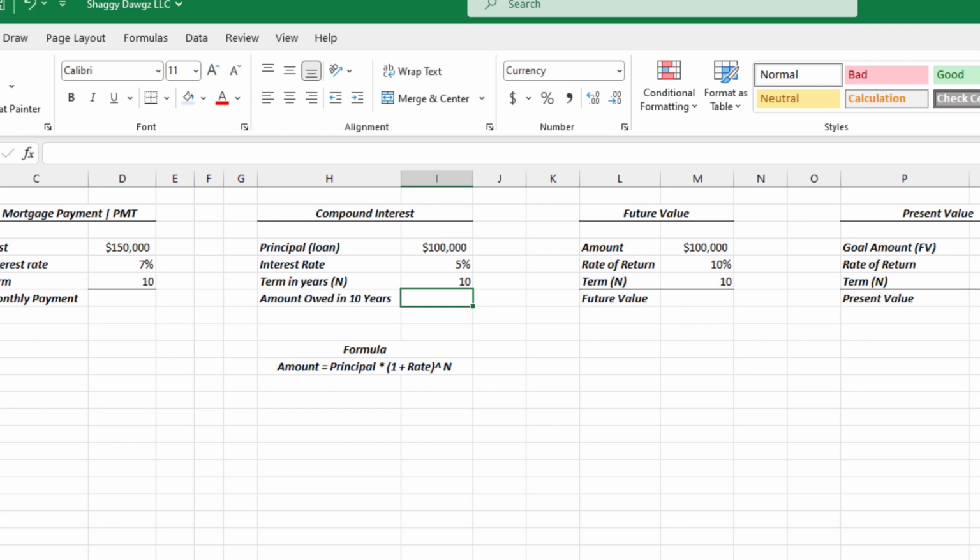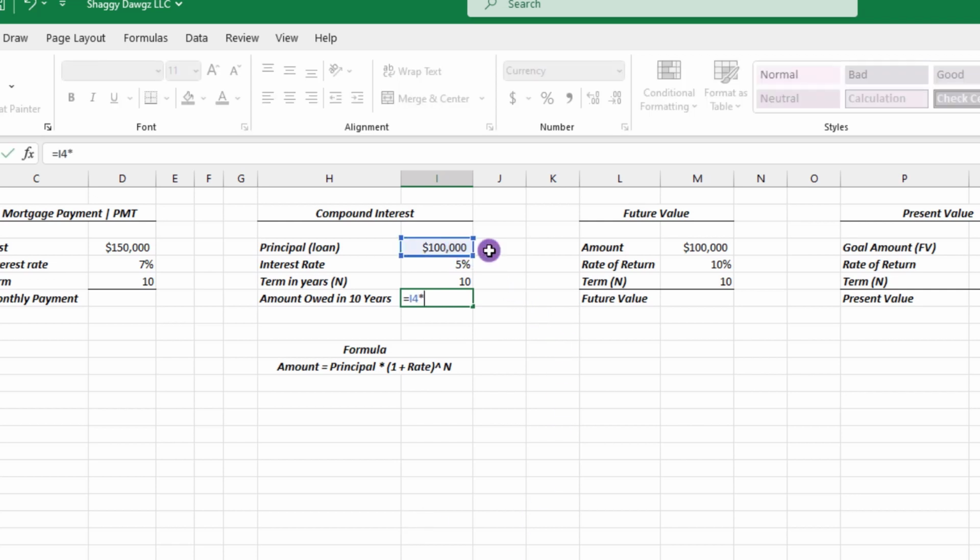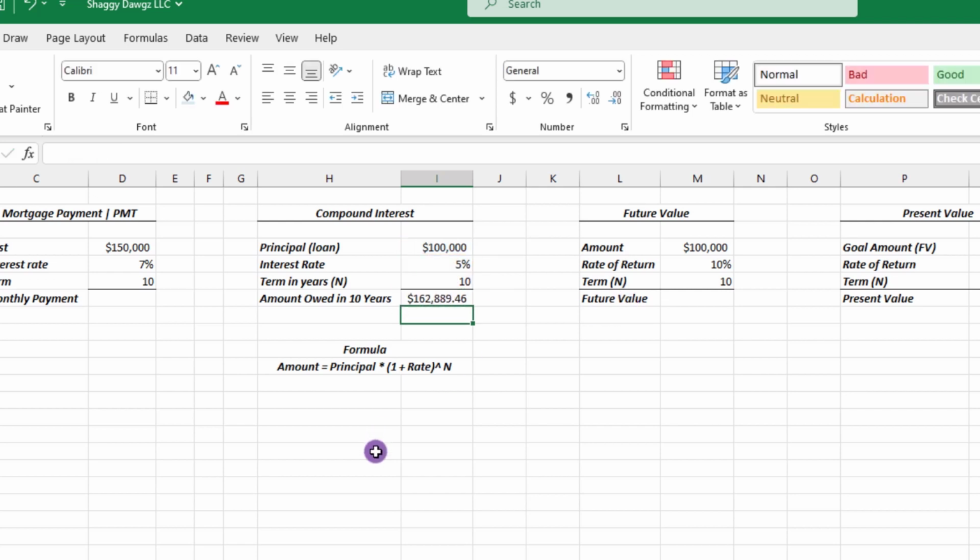So let's see our example, and then we'll type out the formula. What we want to do is take out a loan of $100,000. Our interest rate is going to be 5%, and the term of the loan is going to be 10 years. Let's type out our formula to find out how much we're going to owe. Type equal, we'll click on our principal amount, multiply that, do an open parentheses, type 1 plus, click on our interest rate, close the parentheses, do a caret symbol to raise that to the N, which is the 10-year term. We'll click on that, press enter, and in 10 years, that is how much we're going to owe.